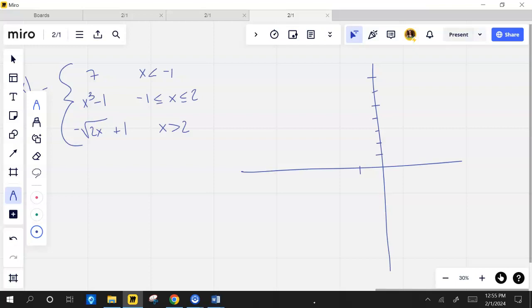All right, so at negative 1, I have an open dot because it's just less than, and it's less than negative 1. So it's just that horizontal line, but the piece starts at negative 1 and goes off to the left. That's it.